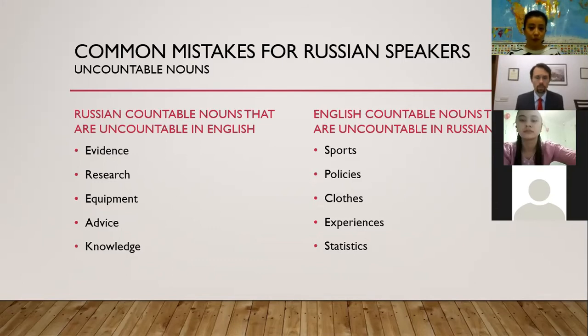So we have plural forms, and countable, I should say, countable forms of sports, policies, clothes, experiences, and statistics. So in Russian, this would be sport, which is, много видов спорта, you can say, but you can't say sporty. So we say sports. Politica, we say policies.